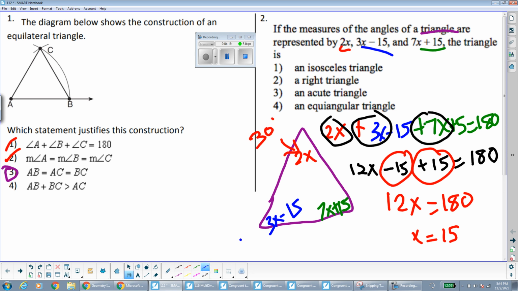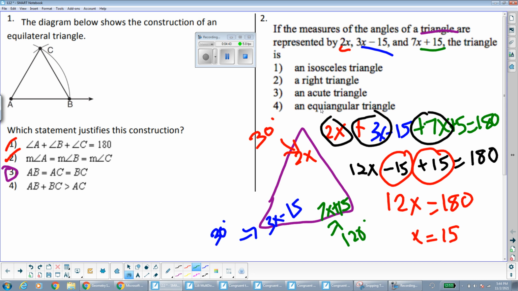Plugging into the blue angle, 3 times 15 is 45, minus 15 is 30 degrees. And finally, plugging into the green angle over here, 7 times 15 is 105, plus 15 is 120. So let's look at the answer choices from the bottom up.